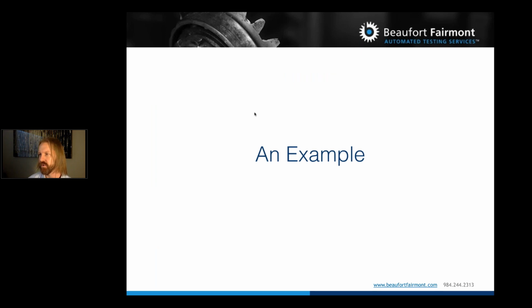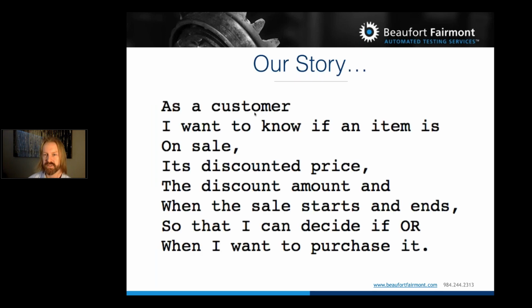Let's jump into some code. So we already talked a little bit about this. As a customer, I want to know if an item is on sale, its discounted price, the discount amount, and when the sale starts and ends, so that I can decide if or when I want to purchase it. That's what customers do, right? We want to know if there's a sale on, am I going to purchase it while it's on sale, when's the sale going to end, so I know the last day to get it for that good price.